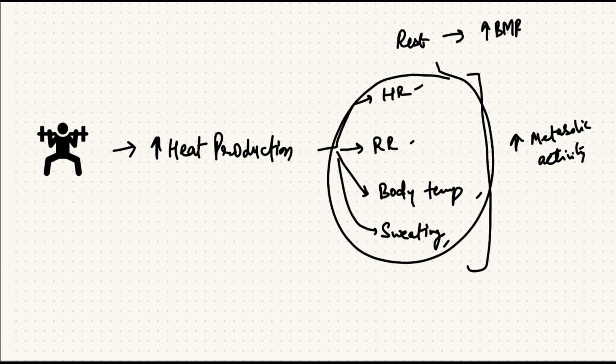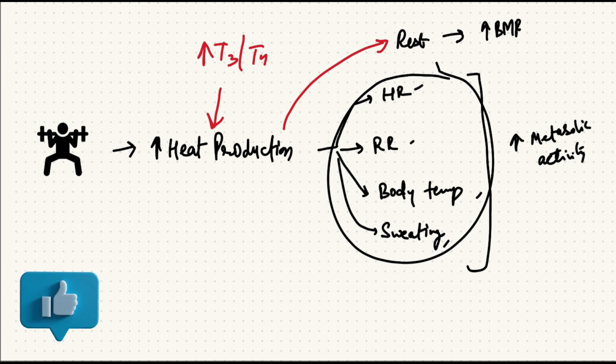So what happens in hyperthyroidism? There is increased heat production, which in turn increases the heart rate, respiratory rate, sweating, and temperature. These activities indicate there is an increase in BMR, that is, an increase in basal metabolic rate while the body is at rest. And the opposite is true for hypothyroidism.